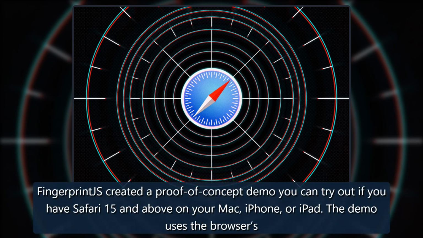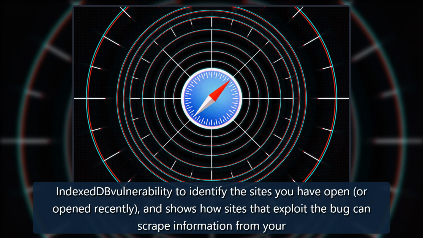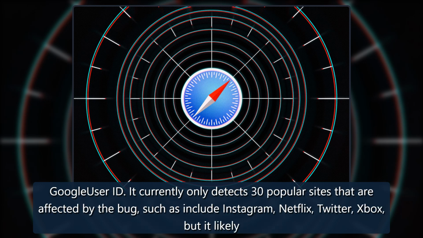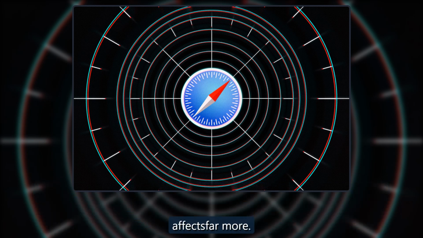Fingerprint.js created a proof of concept demo you can try out if you have Safari 15 and above on your Mac, iPhone, or iPad. The demo uses the browser's IndexedDB vulnerability to identify the sites you have opened or opened recently, and shows how sites that exploit the bug can scrape information from your Google user ID. It currently only detects 30 popular sites that are affected by the bug, such as Instagram, Netflix, Twitter, and Xbox, but it likely affects far more.